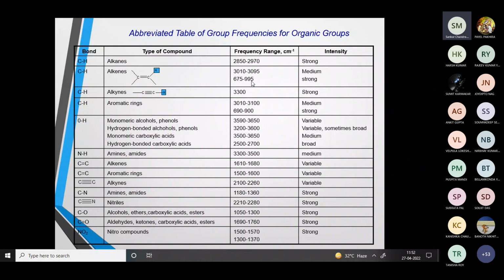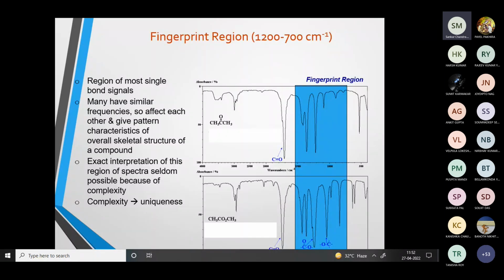Alkyne means a carbon-carbon triple bond attached to CH, that will be 3300. That will be strong. So these are the different ranges of different types of bonds that appear within the compound if you analyze. And all this data is in the spectroscopy hard disk memory of the compound.